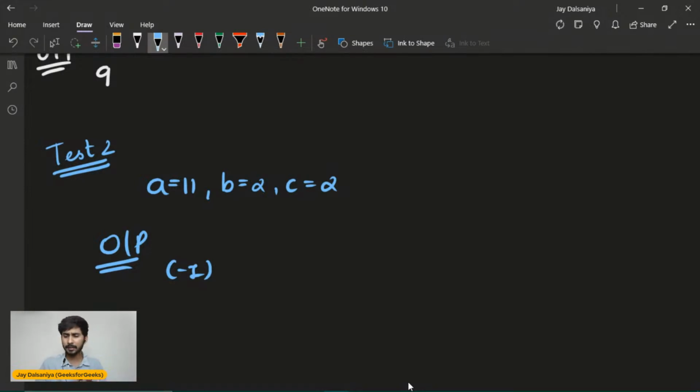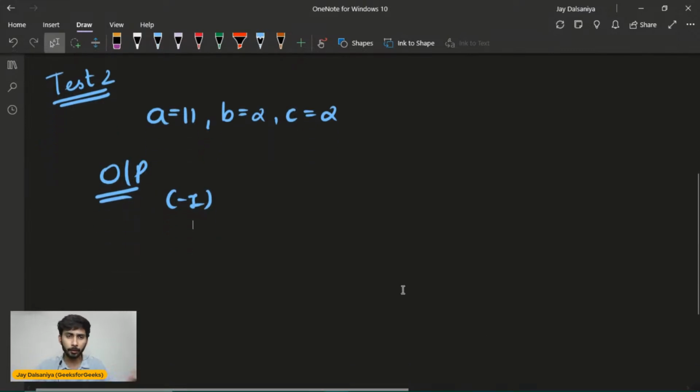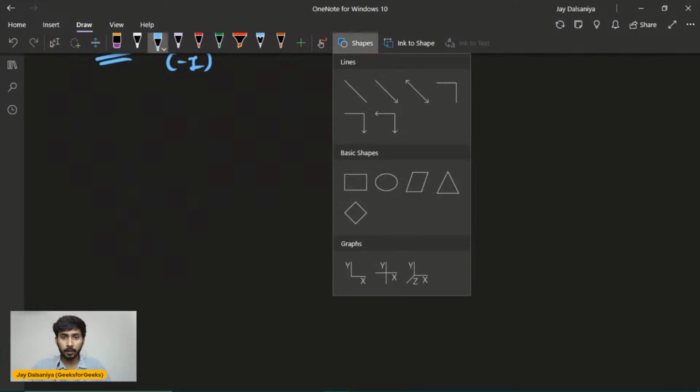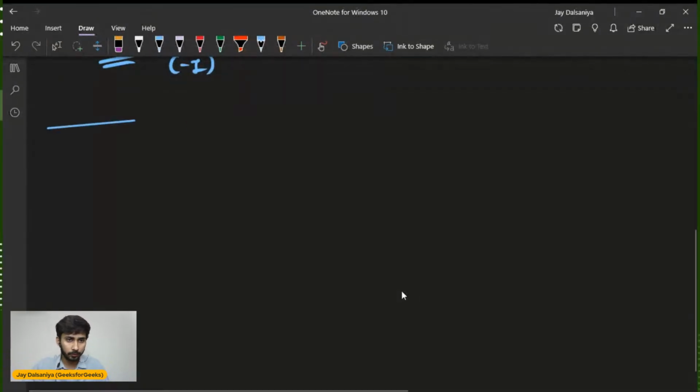So was the second test case clear to everyone as well? Just mention in the chat box and I'll read it. So now what can we do? How to solve this question? Okay, so let's try to focus on how to solve this question.